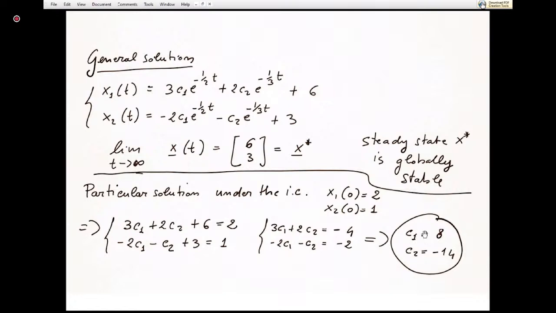You see very easily that C1 is equal to 8 and C2 is equal to minus 14, okay? You just impose that at time 0, so put t equal to 0 here. The first equation, x1 of 0, which is this one at t equal to 0, is equal to 2. And the second is equal to 1, okay?